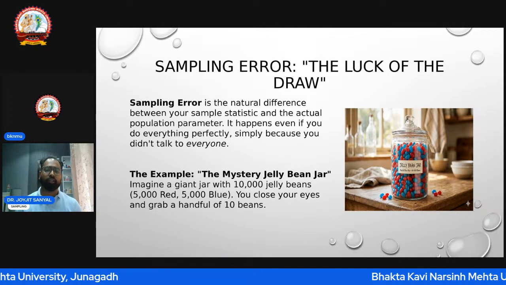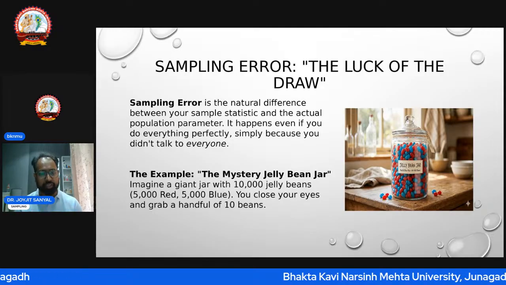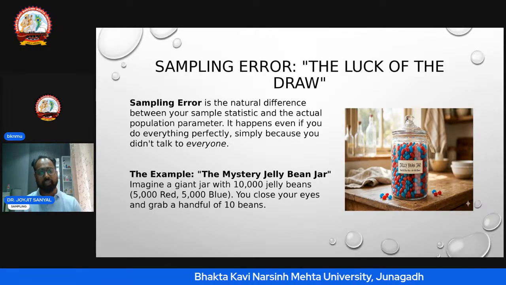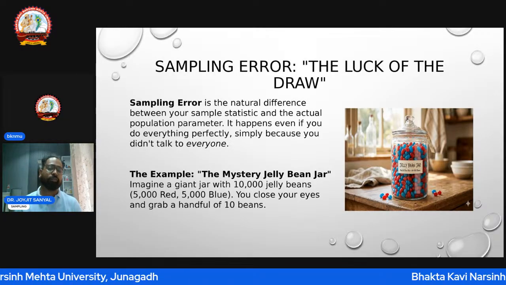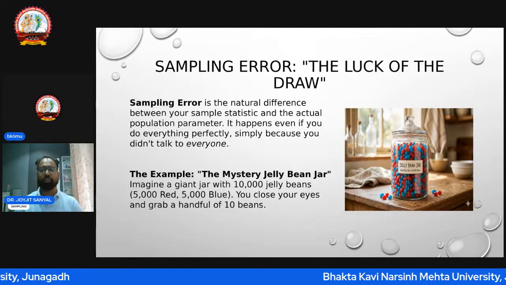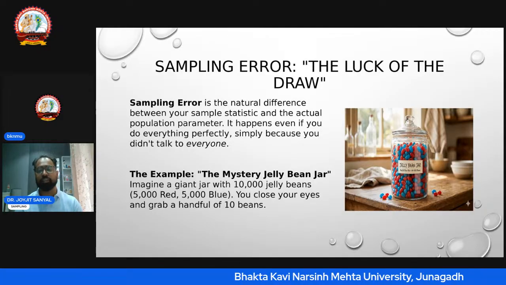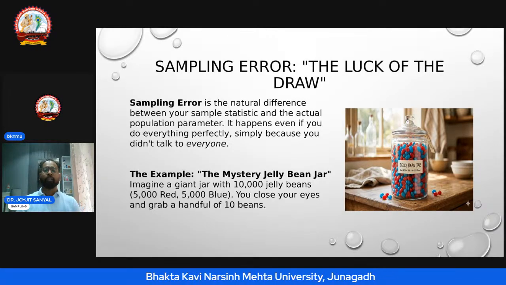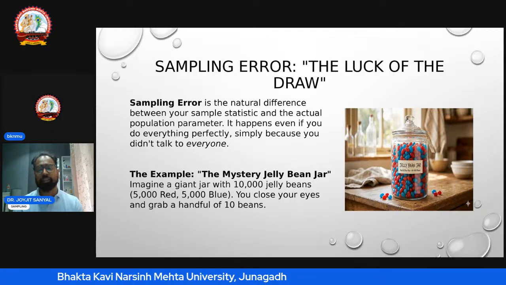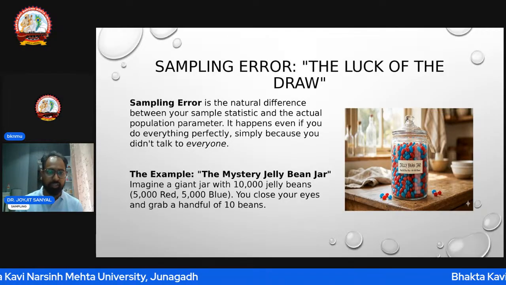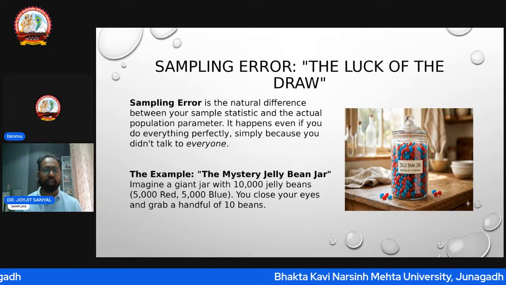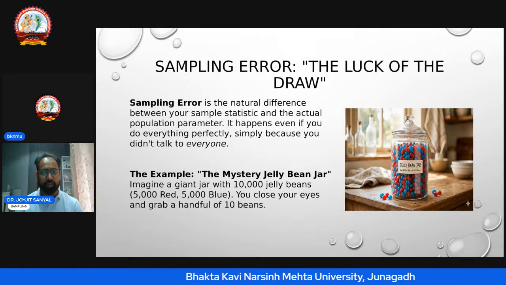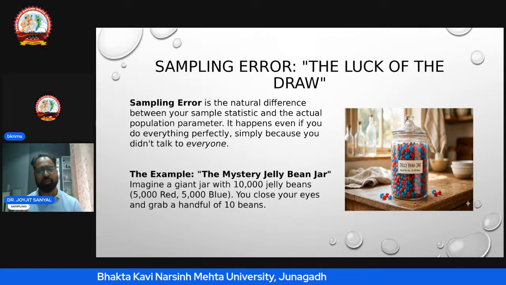The first thing, sampling error: how does it actually happen and what is it exactly? How can we lessen the chances of going into sampling error? So we have a jelly bean jar on the right hand side of your screen. Sampling error is the luck of the draw basically. It's a natural difference between your sample statistics and the actual population parameter. It happens even if you do everything perfectly.